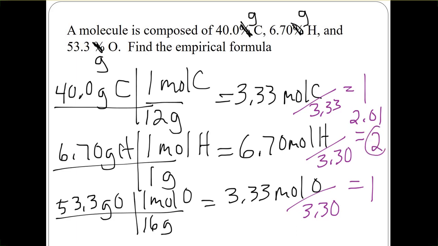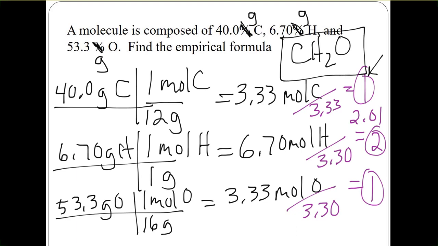So this is not our final answer. Our final answer will be to write a formula. So how many carbons do I have? 1, because it tells me. How many hydrogens? 2. And how many oxygens? 1. This is my empirical formula, my answer.